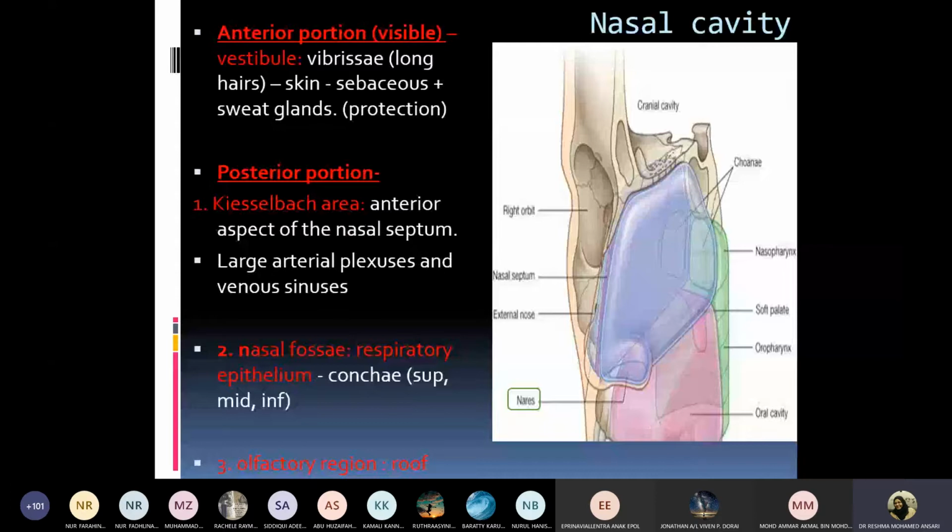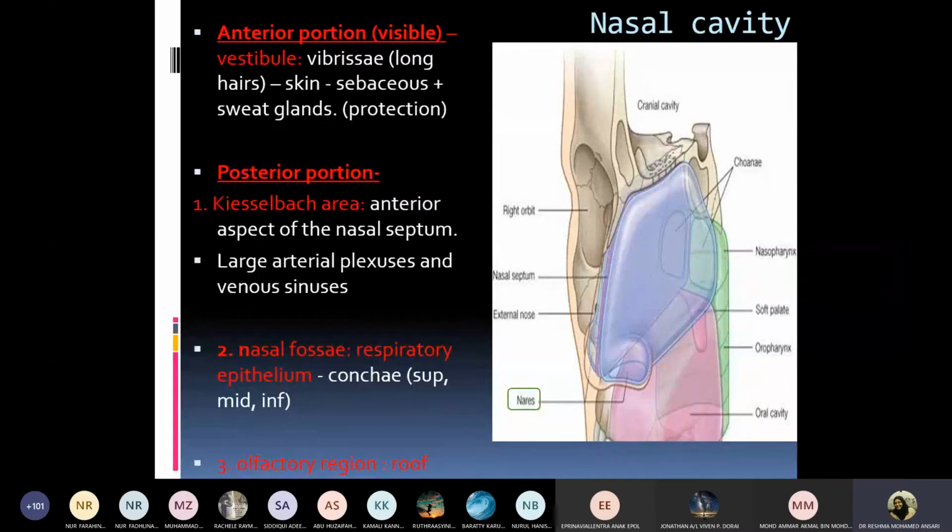So when we look at the external nares, we see hairs. Whenever we have hair, it is actually thin skin, so you will have sebaceous glands, you will also have sweat glands. These are basically for our protection. Mostly when it's very heaty or when we have an infection, we end up having boils in the anterior nares because of the infection of these sebaceous glands.